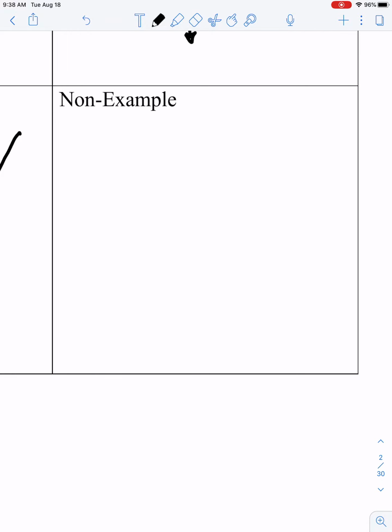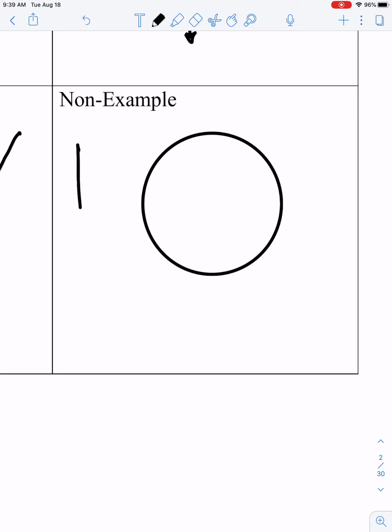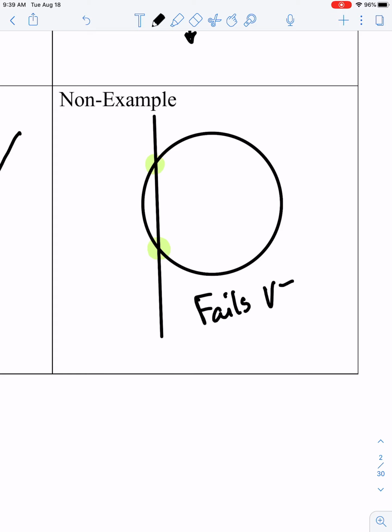A non-example would be letters of the alphabet, or even circles. Again, I imagine a vertical line, and then I go left to right across the picture I'm given, and I can see right here it touches one time, it touches twice. So this is something that fails your vertical line test. Therefore, it cannot be a function.